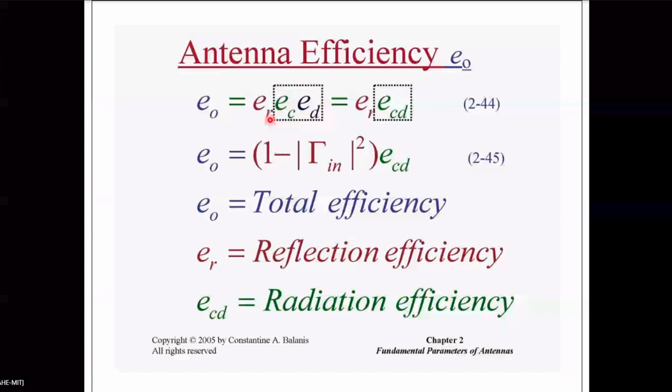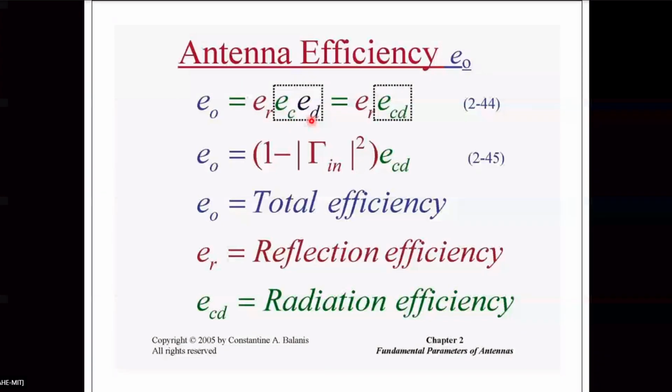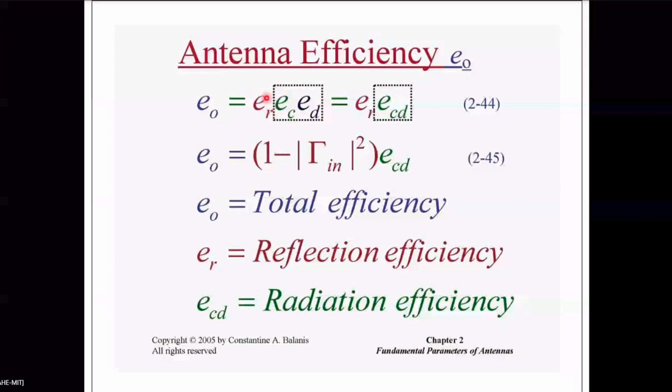Reflection will contribute to ER, the reflection efficiency. Conduction loss will contribute to a conduction efficiency, EC, and the dielectric loss will contribute to a dielectric efficiency, ED. So ER, EC, and ED, these three efficiencies. ER is due to loss due to reflection, EC is due to loss due to conduction, and ED is due to loss due to dielectric loss.